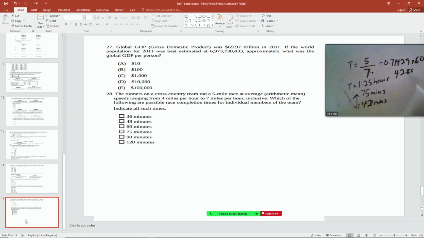So from our answers, 48 falls within the range. 60 also falls within the range. And the 75 itself, because someone completed in 75 minutes. So our answers are going to be 3: 48 minutes, 60 minutes, and 75 minutes. So that is basically it on the arithmetic.